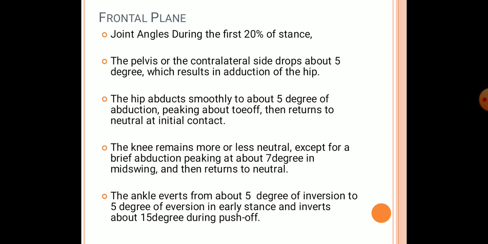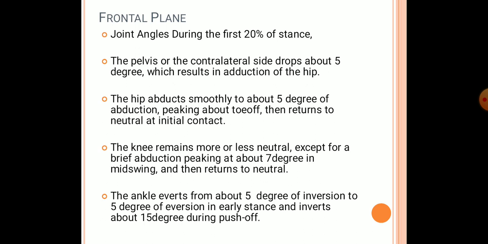Next is the frontal plane. So what are the movements which are happening in the frontal plane during this gait cycle? Joint angles during the first 20 degrees of stance: the pelvis on the contralateral side drops about 5 degrees, which results in adduction of the hip joint. So in the frontal plane, the basic movement happening in the hip joint is adduction or abduction, which is mainly caused by this pelvis drop.